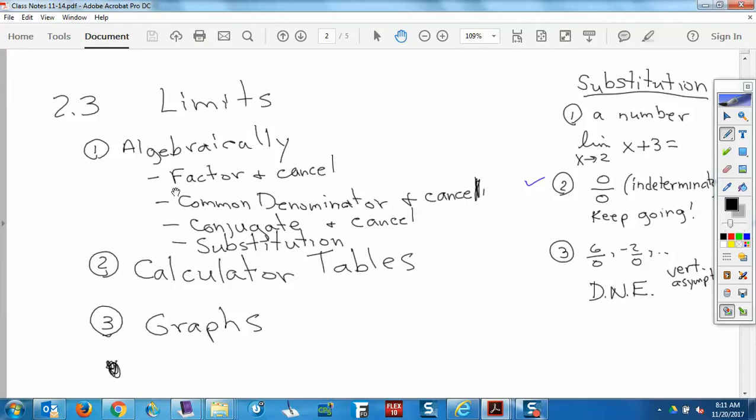Okay, so how can we do that algebraically? We can factor and cancel. It looked like people were doing a pretty good job with that, but the common denominator bow tie one we struggled with a little bit, and the conjugate one. And then, of course, direct substitution probably should be at the top. That's the first thing you do. Today, we're going to talk a little bit about how you can use the tables on your calculator to investigate limits. So we're going to do that a little bit today.